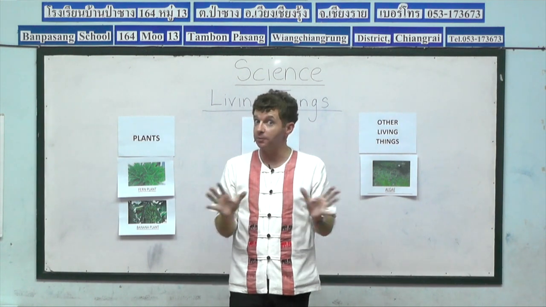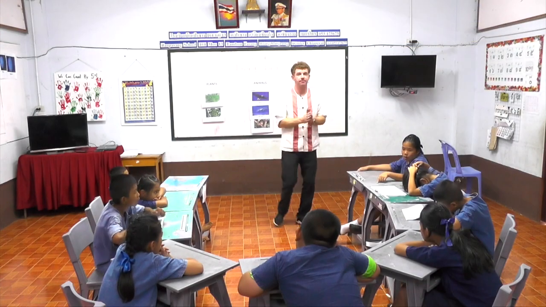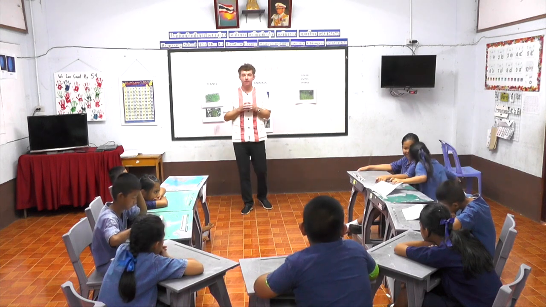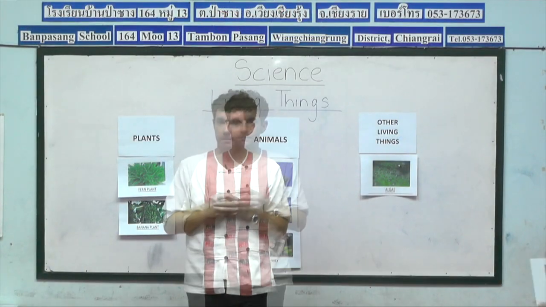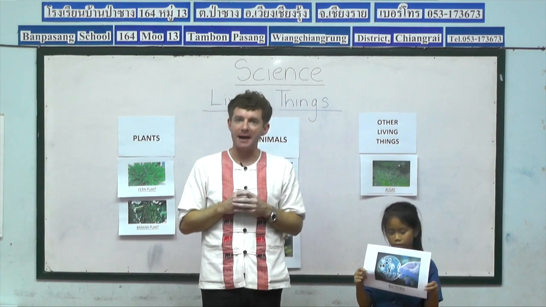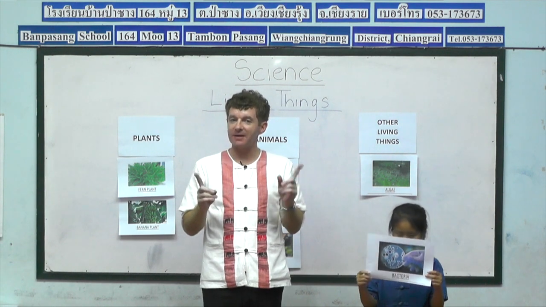Okay, we've got a few pictures left. So let's see who can go next. Now it's Prel's turn to bring her flash picture forward. And what does Prel have on her flash picture? Can you show class? What do we have? Bacteria. Yes. Now, guys, bacteria.